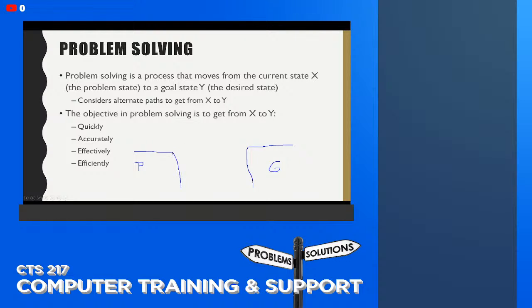Like we might just be able to build a bridge. We might have some water down here, and we can take a little boat. We might be able to fly in a plane across the chasm. Right? There are different ways to solve a problem. There are different ways to get from our problem state to our goal state.